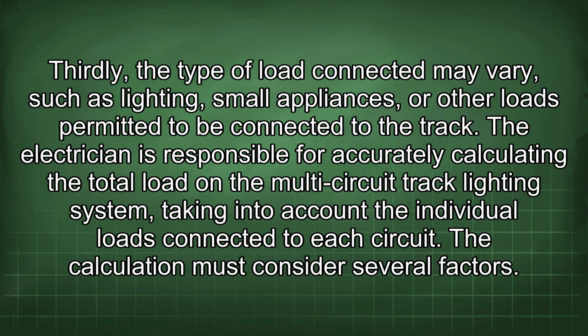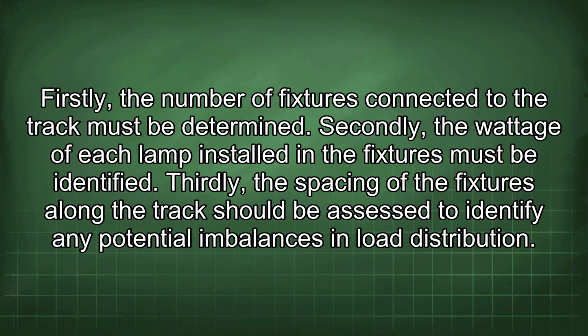Thirdly, the type of load connected may vary, such as lighting, small appliances, or other loads permitted to be connected to the track. The electrician is responsible for accurately calculating the total load in the multi-circuit track lighting system, taking into account the individual loads connected to each circuit. The calculation must consider several factors. Firstly, the number of fixtures connected to the track must be determined. Secondly, the wattage of each lamp installed in the fixtures must be identified. Thirdly, the spacing of the fixtures along the track should be assessed to identify any potential imbalances in load distribution.